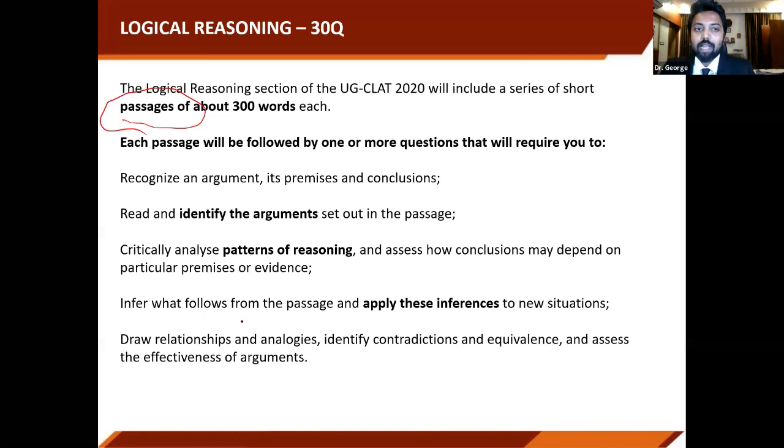Because with logical reasoning, they're going to ask you, following each passage, to pull out the argument and try to understand it, and then give an answer out of the choices given, as to the argument and the patterns of reasoning, that's what we've highlighted. Patterns of reasoning. So whatever reasoning is there as part of the passage, there might be patterns to it.